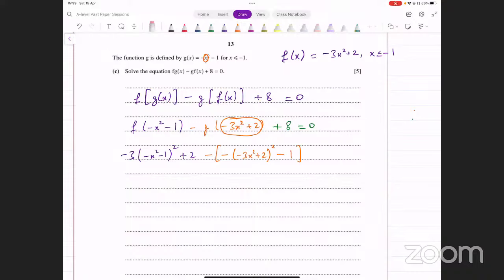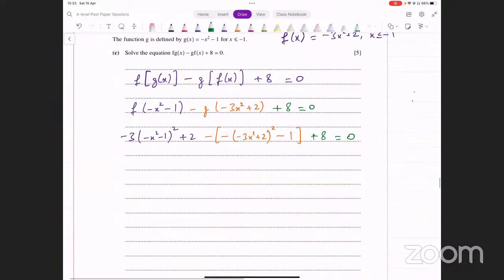ये आपने evaluate कर लिया g of minus 3x square plus 2. तो फंक्शन में आपने x की जगह पे ये पूरा एक्सप्रेशन डाल दिया. ठीक है, g के अंदर पूरा एक्सप्रेशन डाल दिया. Then you have plus 8 outside as it is equal to 0. Now simplify everything and see what that gives you.